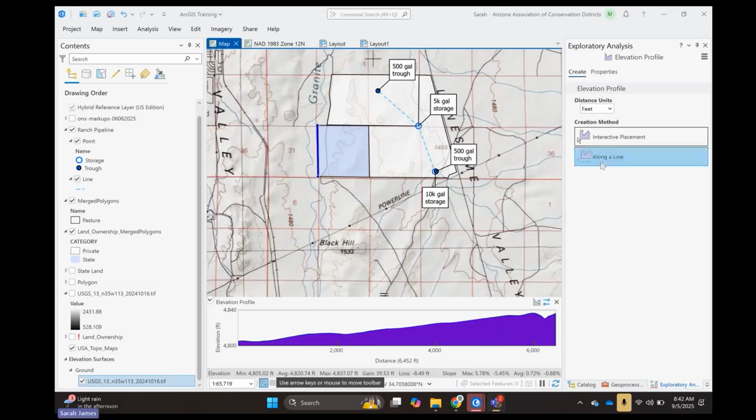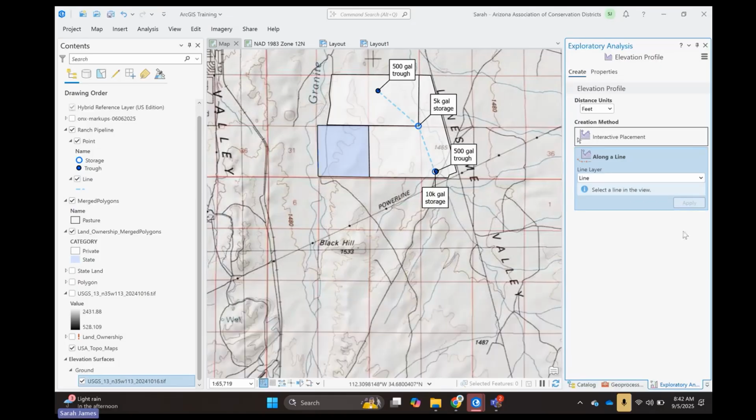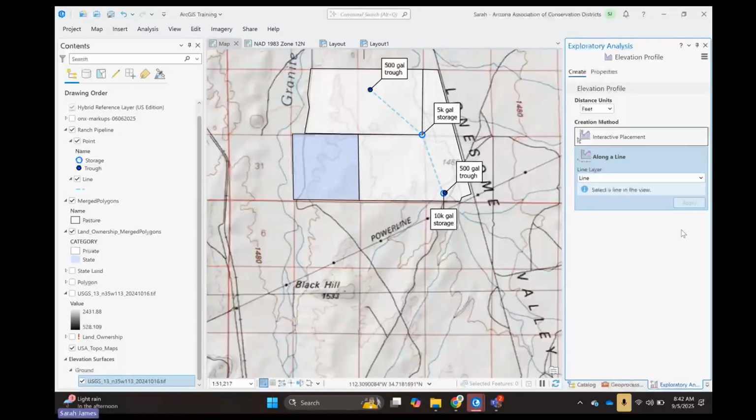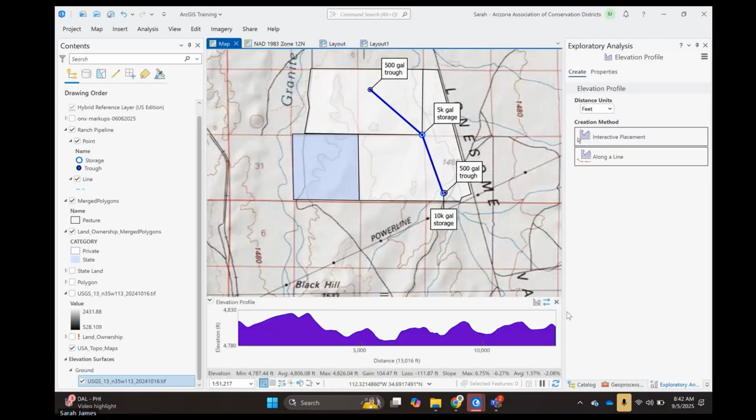And then the other way you could do it is if you do have a line, you can select along a line, and I only have one line layer available. So that's my line. Let me exit out of this. It should let me do that. I'm not exactly sure why it's not, but you can do the interactive and put your snapping feature on and still snap to your line.